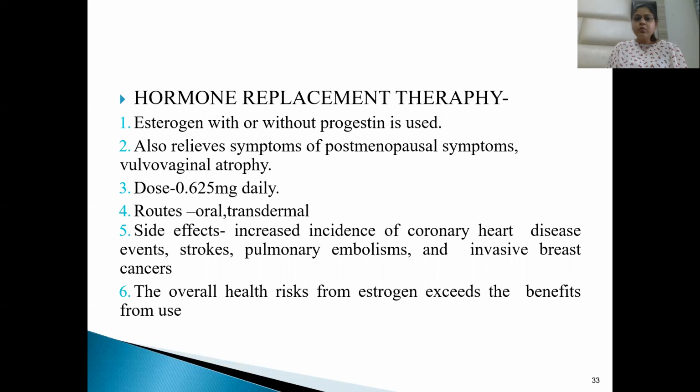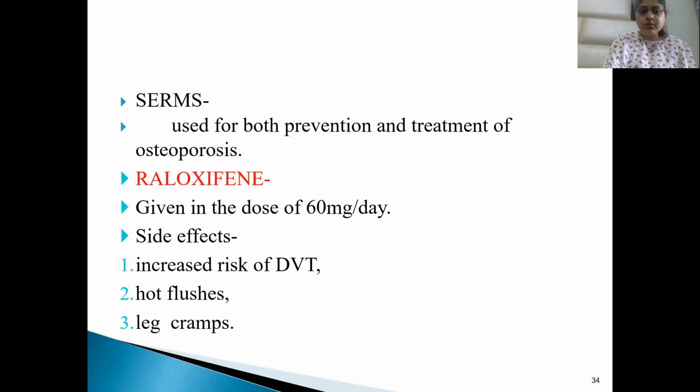Also relieve symptoms of postmenopausal symptoms and vulvovaginal atrophy. Dose 0.625 milligram daily, but side effects are coronary heart disease, strokes, pulmonary embolism, increased risk of breast cancer, as well as endometrial cancer also increases if we give estrogen. But when we give progesterone, that risk is not seen. Overall health risks from estrogen exceed the benefits from use.